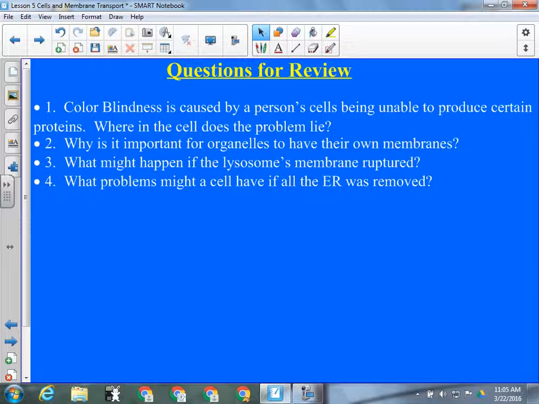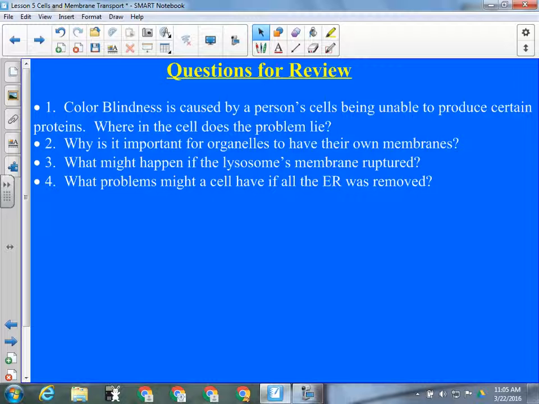Number 4, what problems might a cell have if all the ER was removed? Unlike the one-word answer I just heard, what are some of the things a cell would no longer be able to do? It would not be able to detoxify poisons, produce hormones. Well, the ribosomes make those. Transport proteins we got already. What about the membranes? What will it not be able to do to them? It won't be able to repair them.